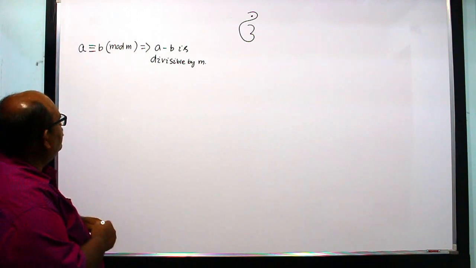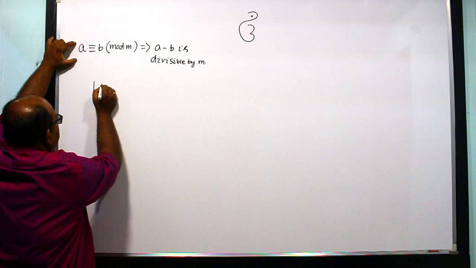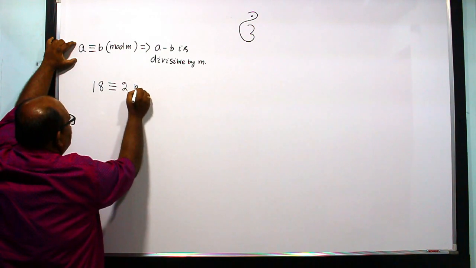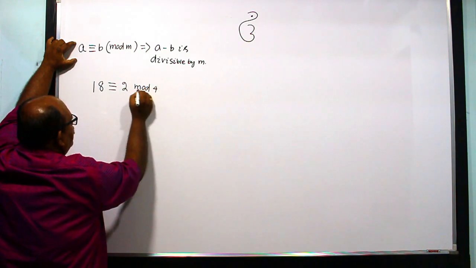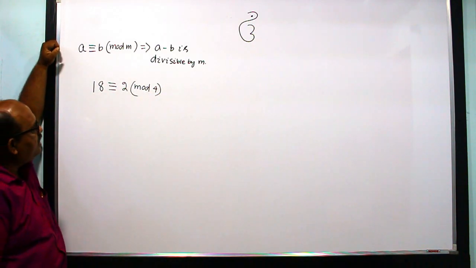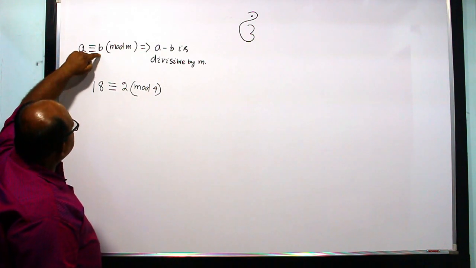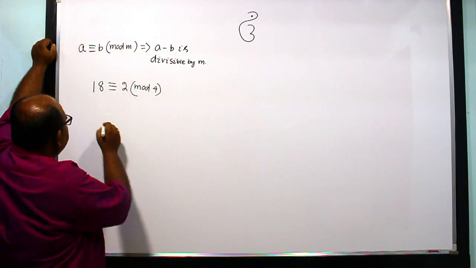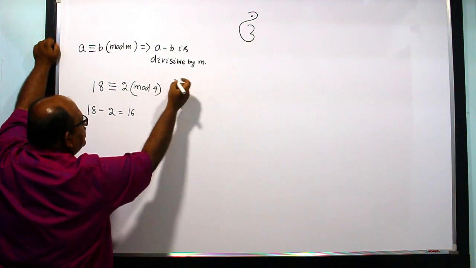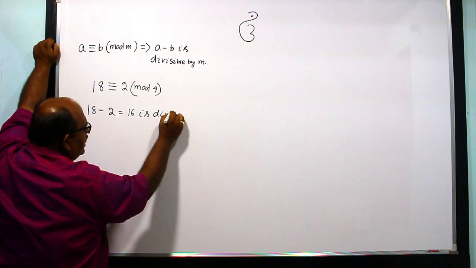Now look at a simple question. 18 congruent to 2 mod 4. True or false? Look, in place of A we have 18, in place of B we have 2. So we take A minus B: 18 minus 2 is equal to 16. Is it divisible by M? M is 4 here. 16 is divisible by 4.